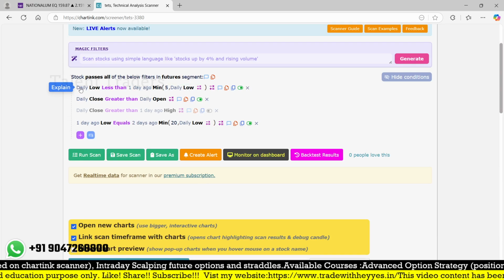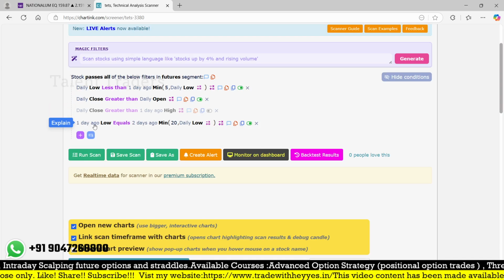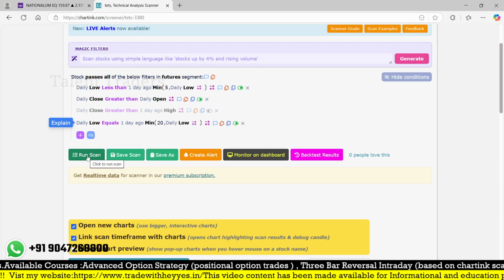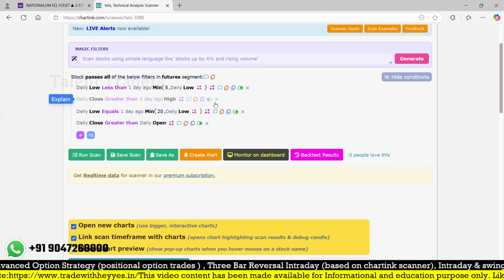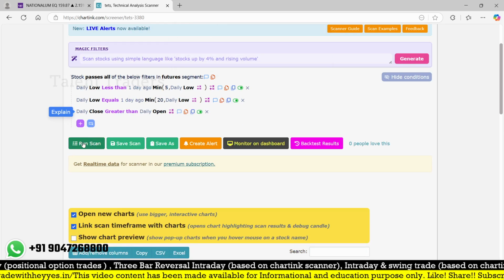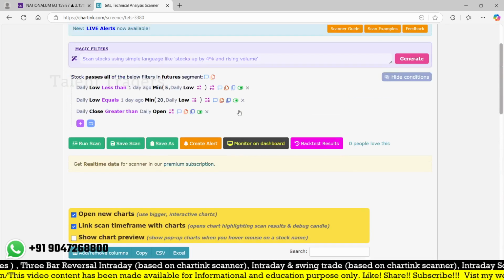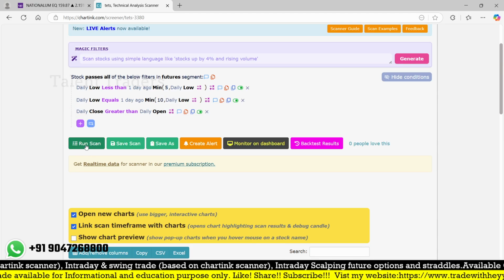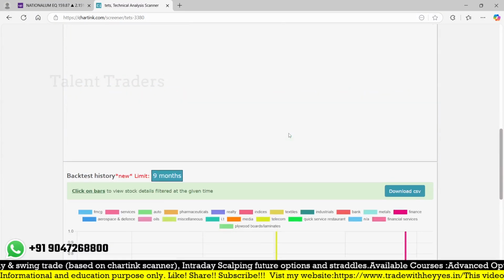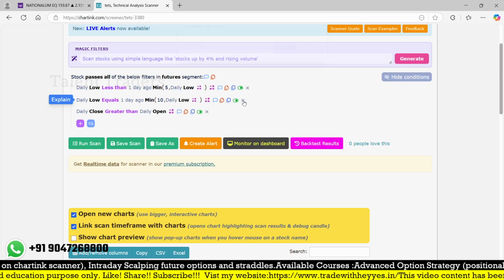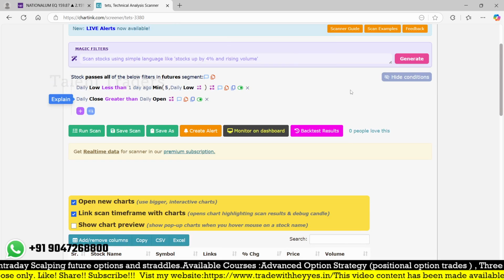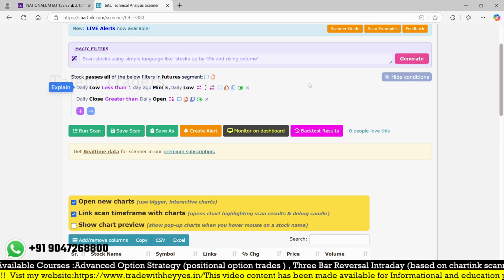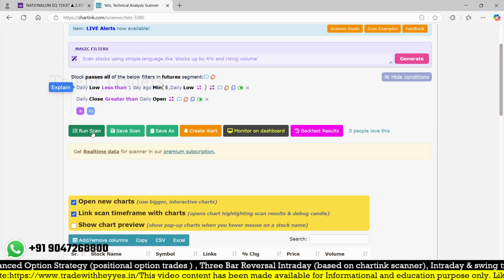So 5 days ago low, the day low is equal to... will this work? Very few number of stocks. Maybe 10 days. I think this was not working. So by using this particular 5 days low, and the fifth day should be the lowest since the last 5 candles, and then it closed positive, that would be the logic of the scanner.